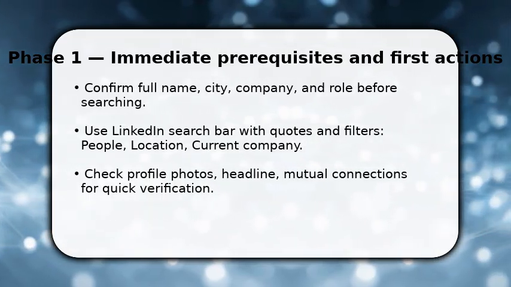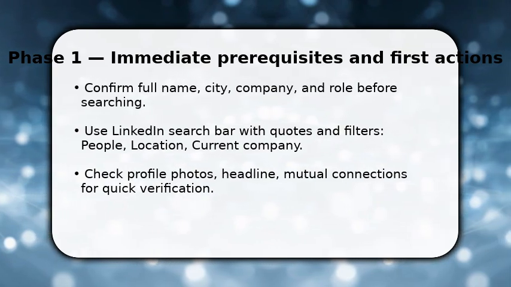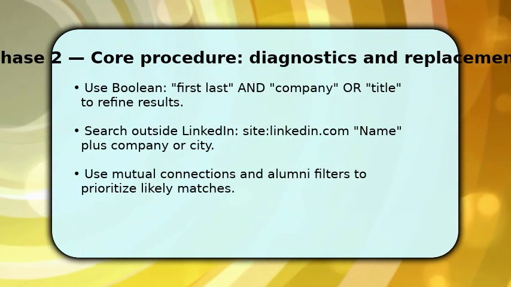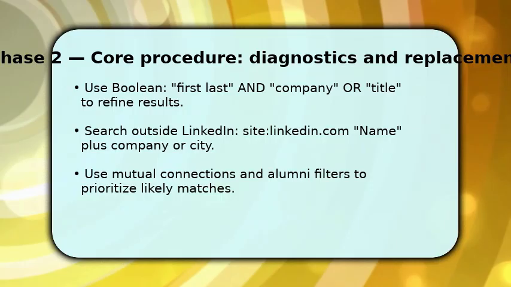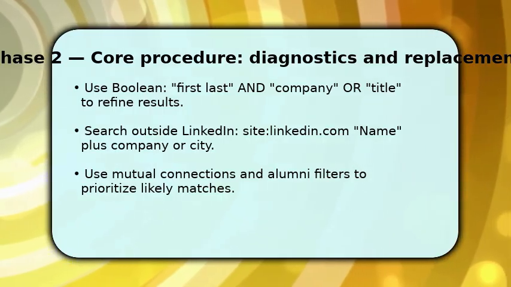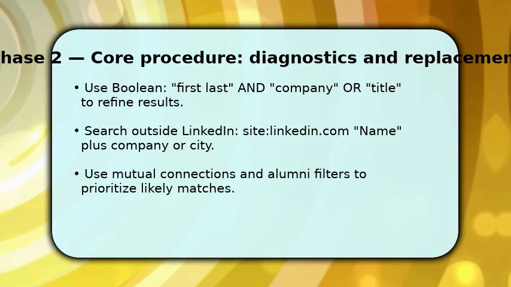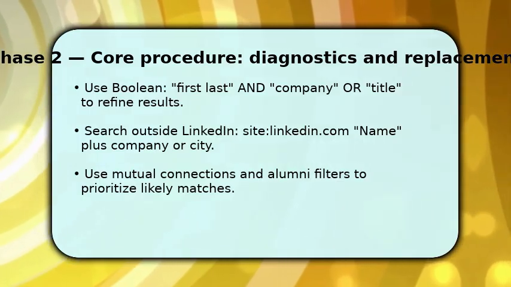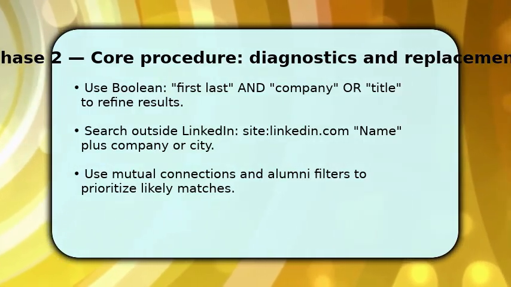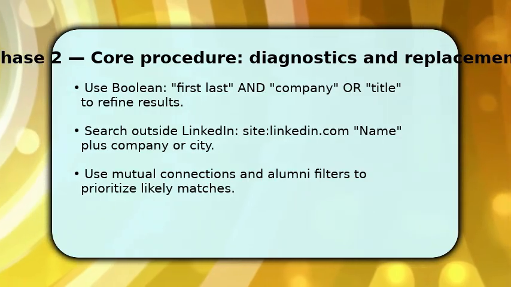Once you have initial hits, refine using Boolean operators in LinkedIn or search engines. For example, use first, last, and company to prioritize exact matches or to catch alternate titles. Then try site searches using site:linkedin.com with the name plus city to surface public profiles.